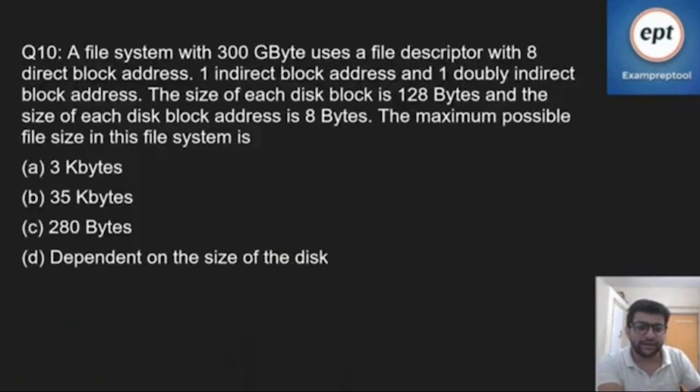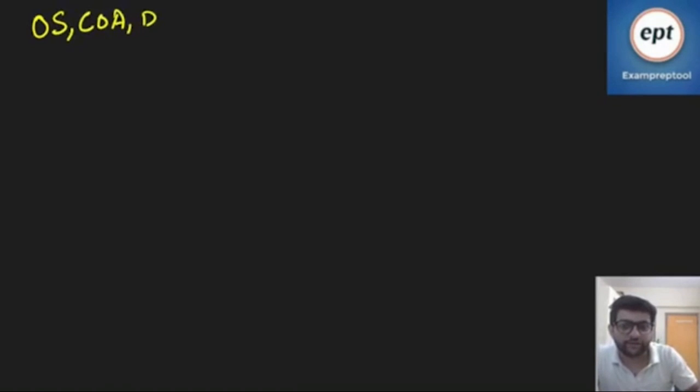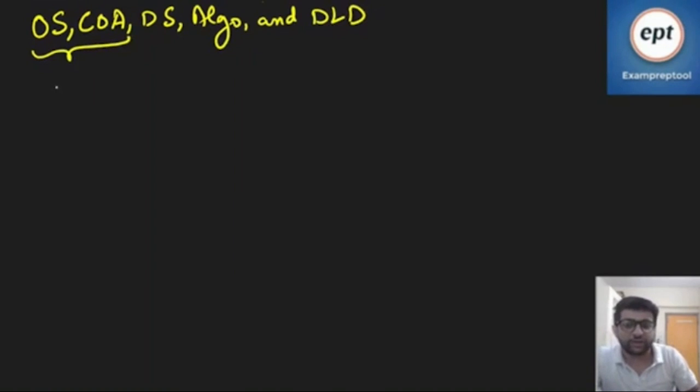Right. So we can see that these types of questions are very easy if we know the concepts, to score marks in operating systems. So if we see the subjects in GATE exam like operating systems, COA, data structures, algorithms, and DLD. For operating systems and COA, many students are afraid of these subjects. However, these subjects are very easy to score if we know the concept, if we know the basics thoroughly, right?